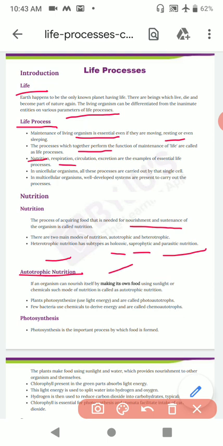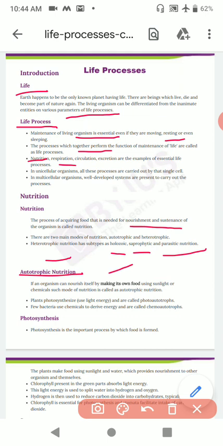Next point, plants photosynthesize. Photosynthesize means they have the ability to perform the process of photosynthesis by which they prepare their food. Plants photosynthesize using light energy and are called photoautotrophs. Next point, a few bacteria use chemicals to derive energy, and so they are called chemoautotrophs.